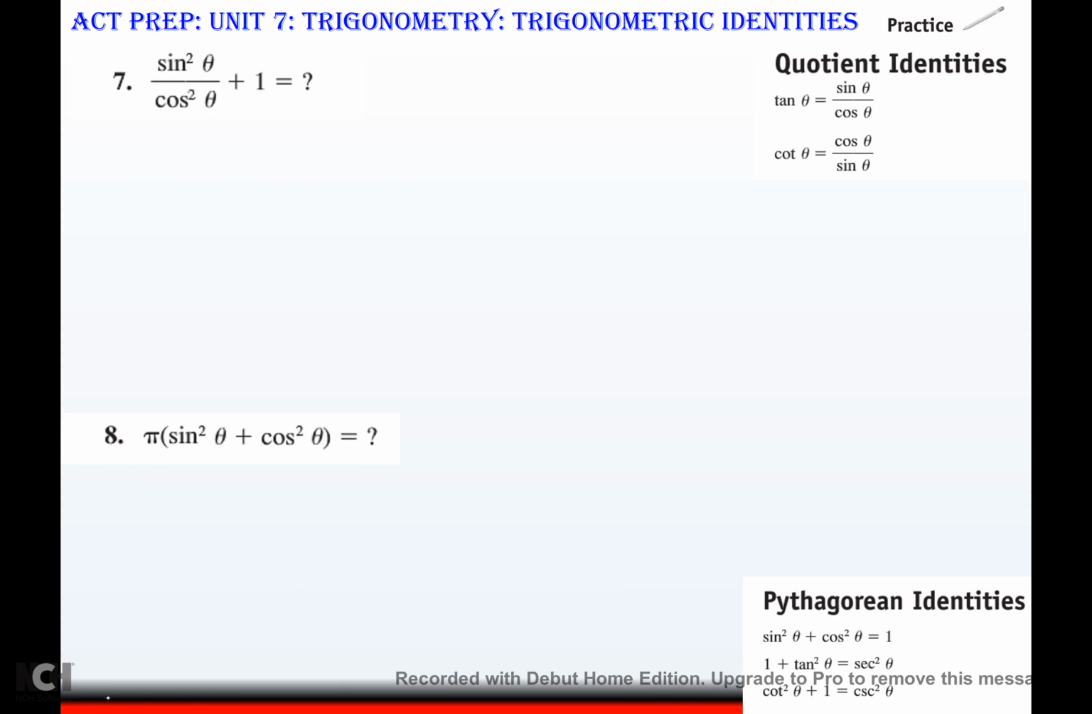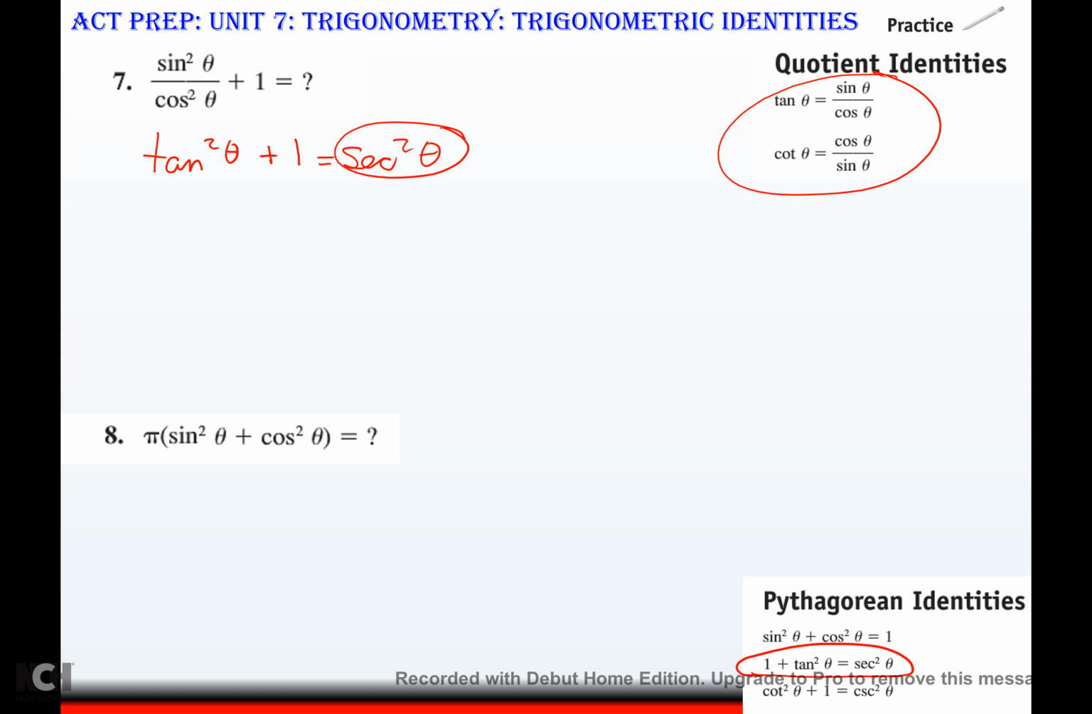Alright, number 7. Anytime I see sine over cosine or cosine over sine, I think of tan or cotan. Sine over cosine is tan, so sine squared over cosine squared is tan squared theta, plus 1. Well, anytime I get a square, I think of my Pythagorean identities. And tangent squared plus 1 is equal to secant squared theta. Done. Alright, 8 is super easy. Pythagorean identity, numero uno. Sine squared plus cosine squared is 1, and pi times 1 is pi.